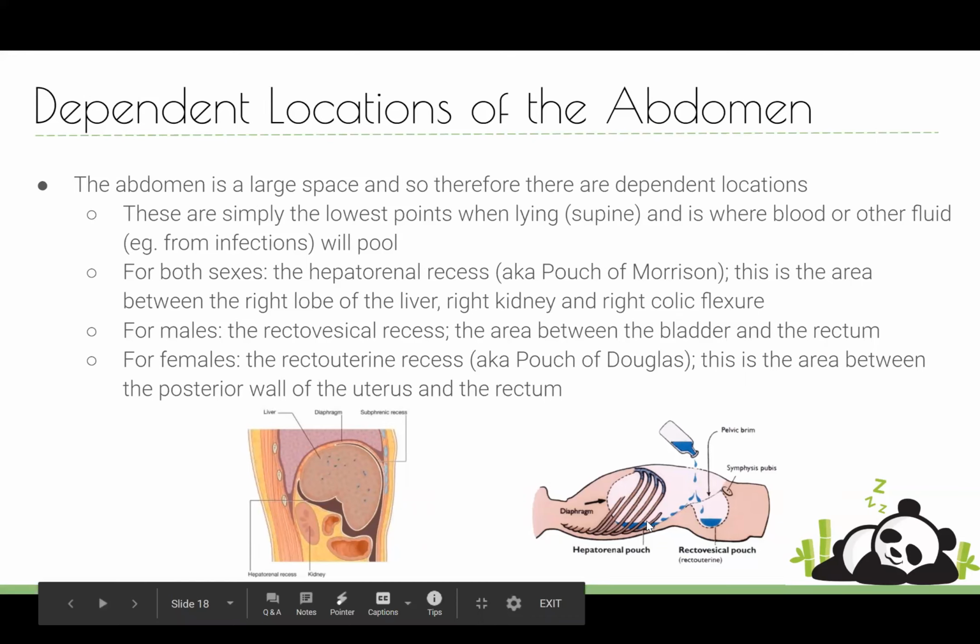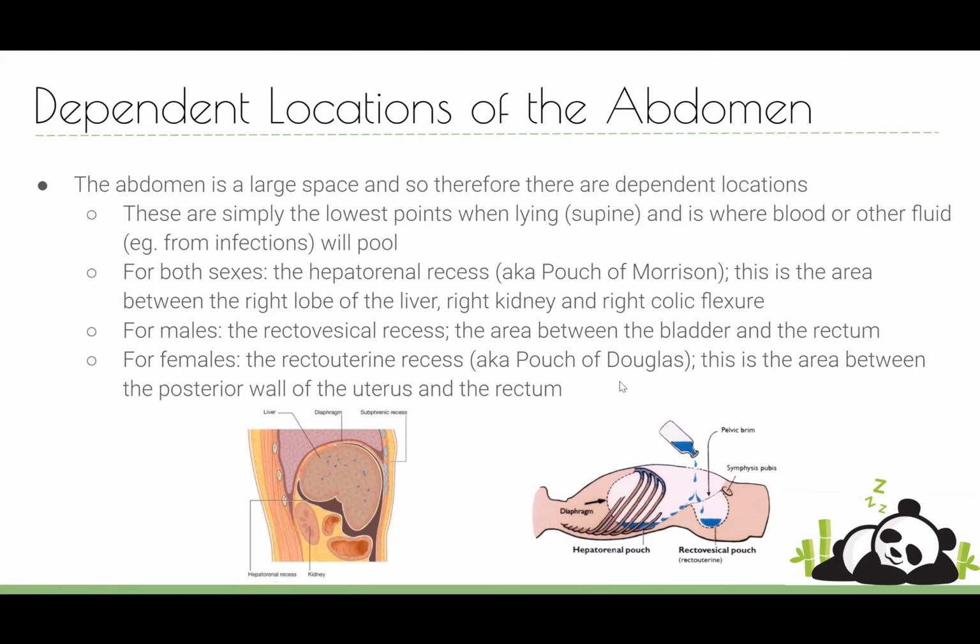In males, there's also a rectovesical recess between the bladder and the rectum, but the more important one, because they just talk about it more, is for females, the rectouterine recess, the pouch of Douglas, which is the area between the posterior wall of the uterus and the rectum. So these are important locations for you to remember because they are areas where fluid will build up when people lie there for a long period of time.